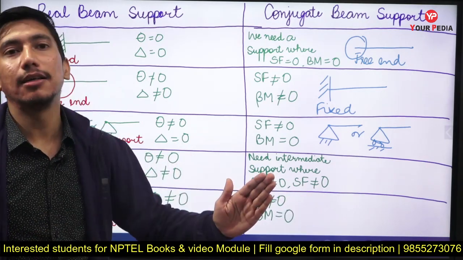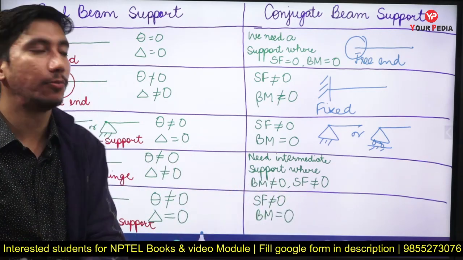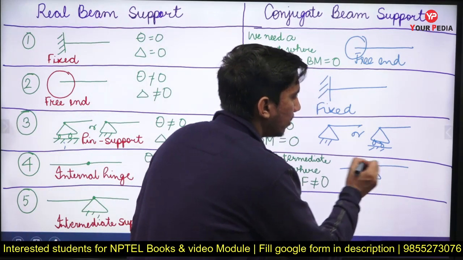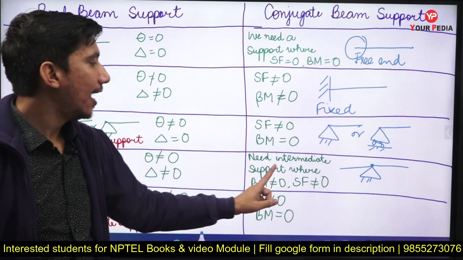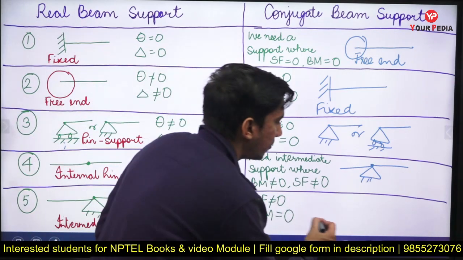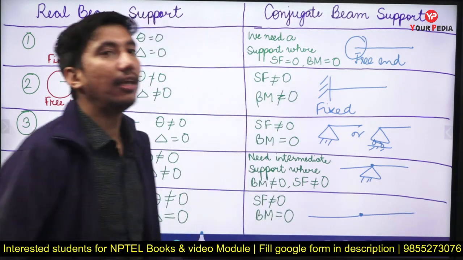But that is an external support. It cannot be an intermediate support. So in this case, we are going to replace it by an intermediate pin support. Okay, and again if we have an intermediate pin support in the real beam, it will be replaced by an internal hinge in the conjugate beam.